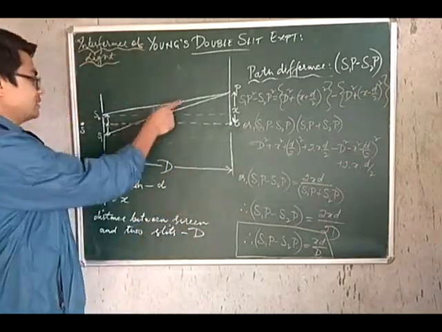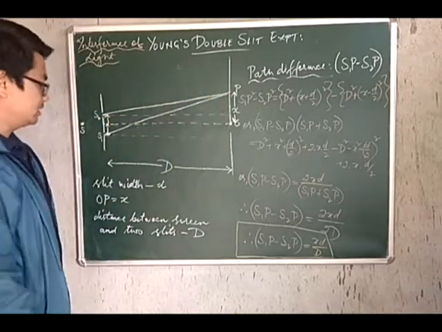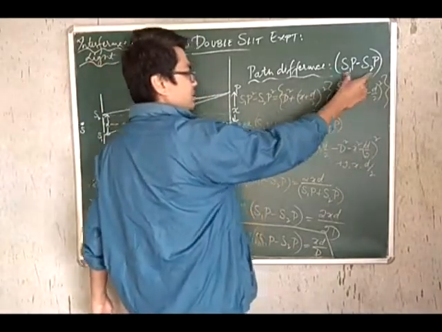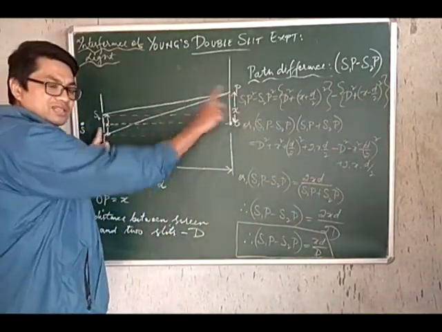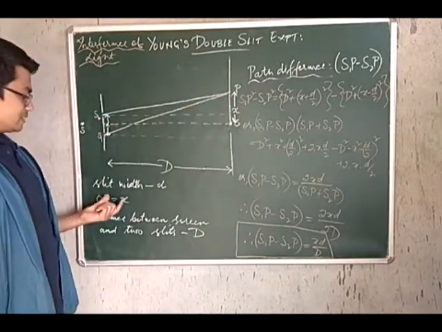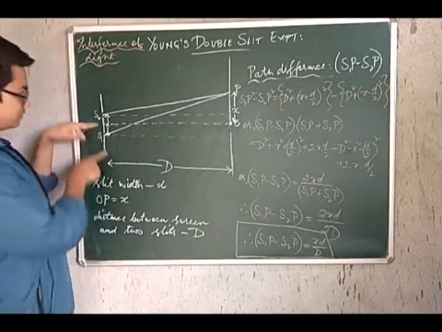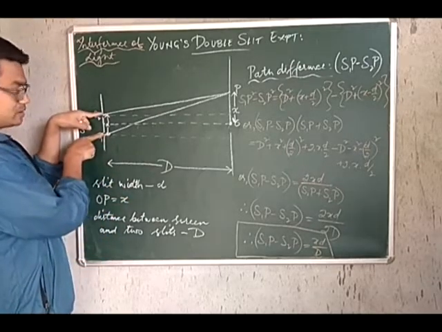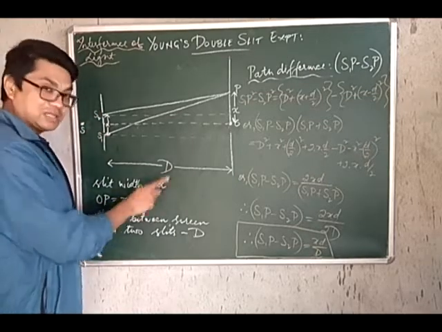And we want to calculate therefore the path difference between S1P and S2P. So the path difference is S1P minus S2P. You can see from the picture also that S1P is a bit longer than S2P. Now what we've considered is the slit width, or also called slit separation, that is this distance. The distance between S1 and S2 is d. This small d, okay?